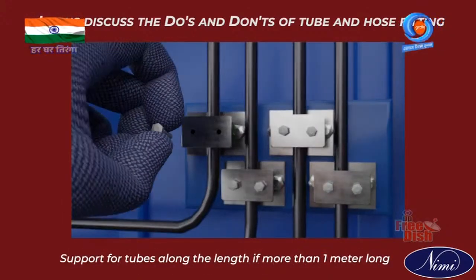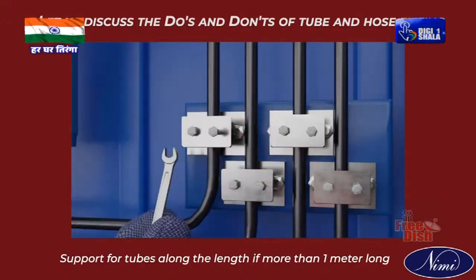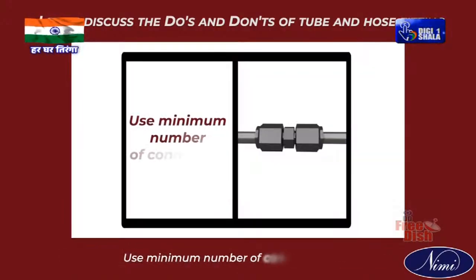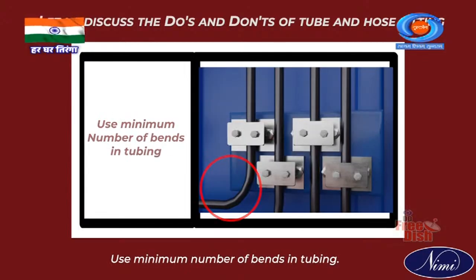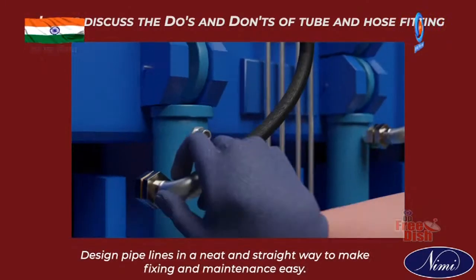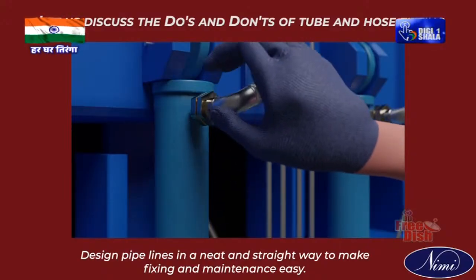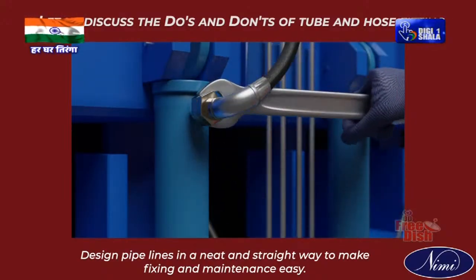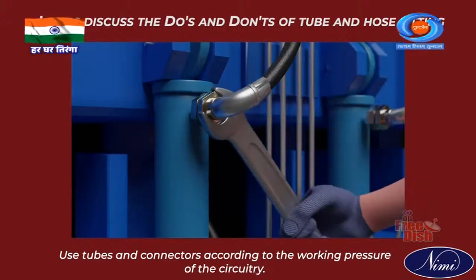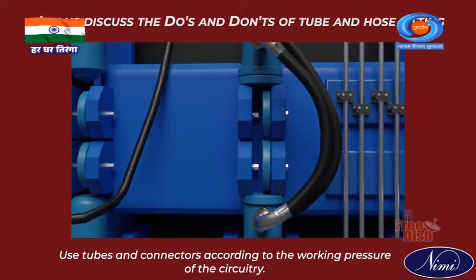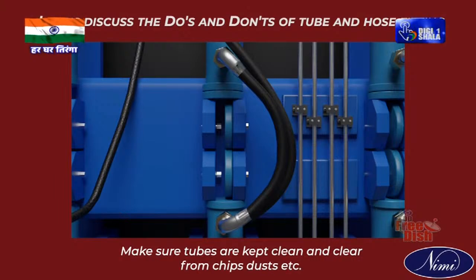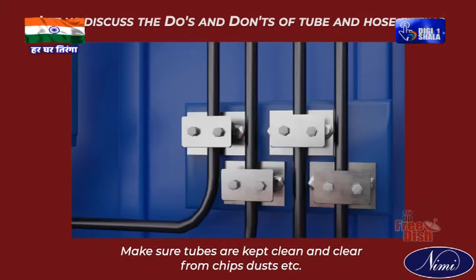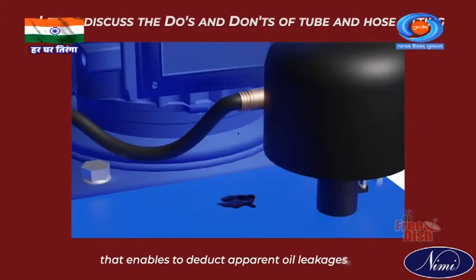Support tubes along the length if more than 1 meter long. Use a minimum number of connectors. Use a minimum number of bends in tubing. Design pipelines in a neat and straight way to make fixing and maintenance easy. Use tubes and connectors according to the working pressure of the circuitry. Make sure tubes are kept clean and clear from chips, dust, etc., that enables you to detect apparent oil leakages.